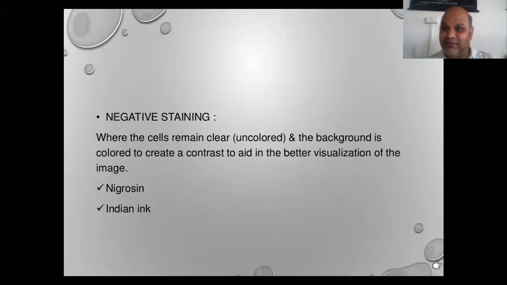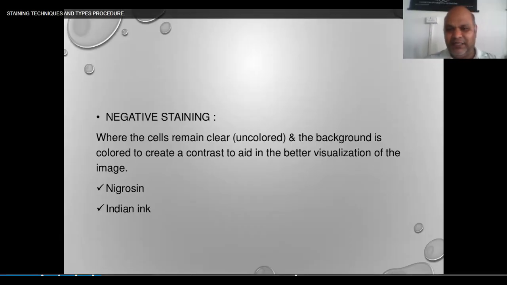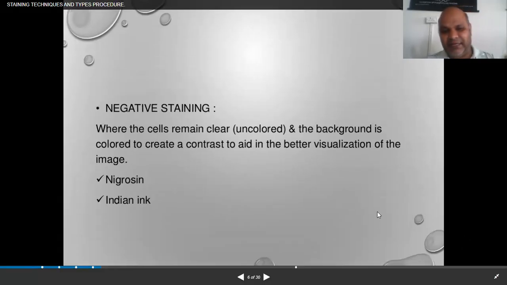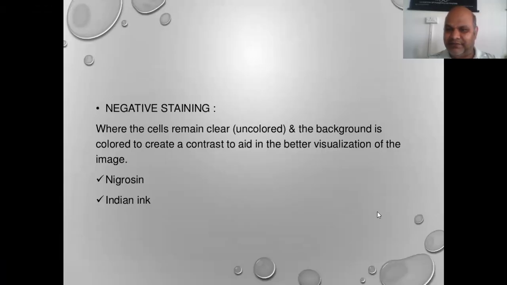In the positive staining, we are coloring the organism. In the negative staining, we are coloring the background where we kept the microorganism. And for this, we use specific stains like nigrosin, like Indian ink, etc.